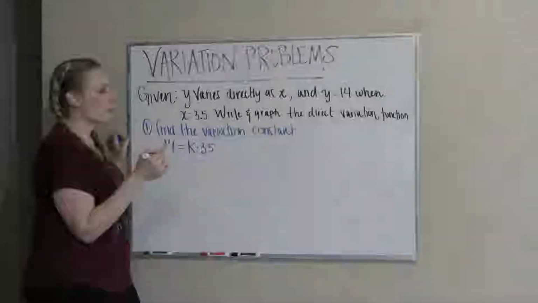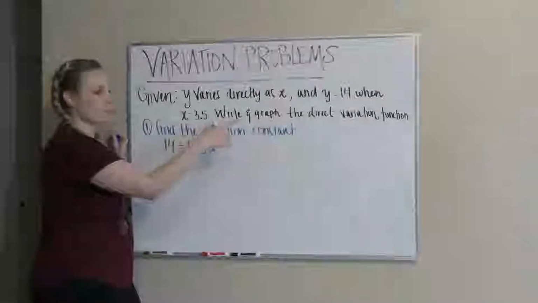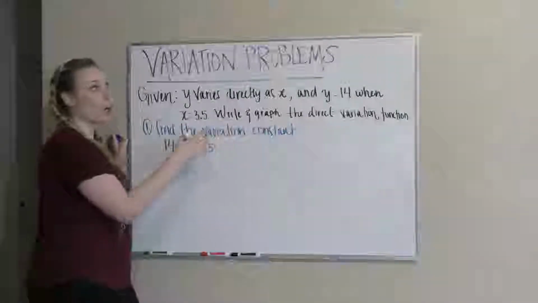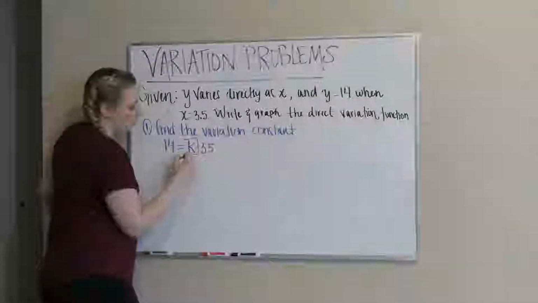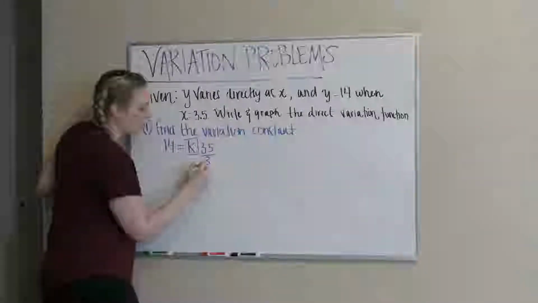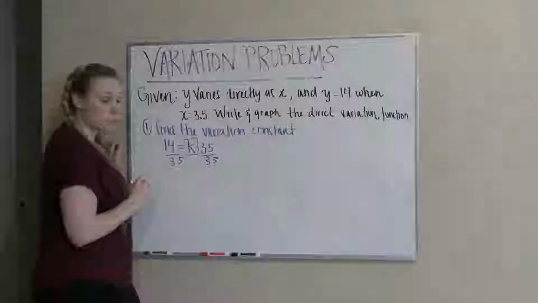Well, if you think about this, how do you figure out what number times 3.5 gives you 14? Oh, you just divide the numbers. And so now, if you're thinking about solving this algebraically, you just divide both sides by 3.5. And that's going to give us what k is.